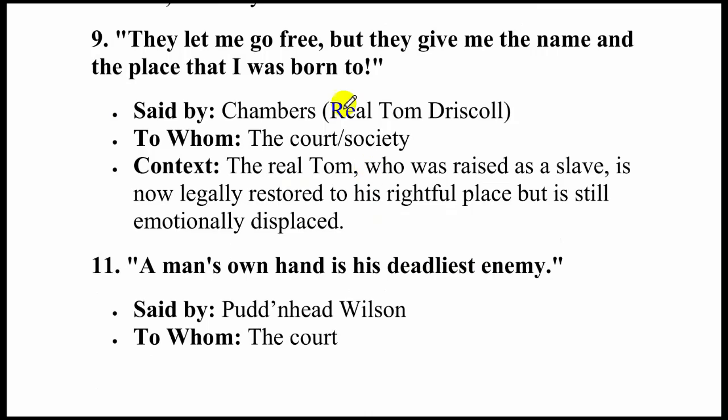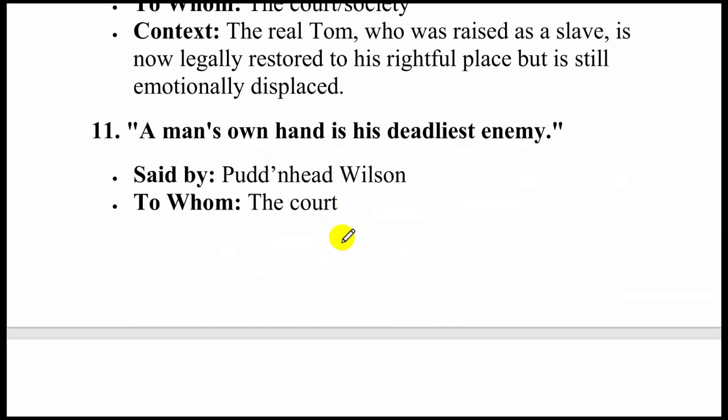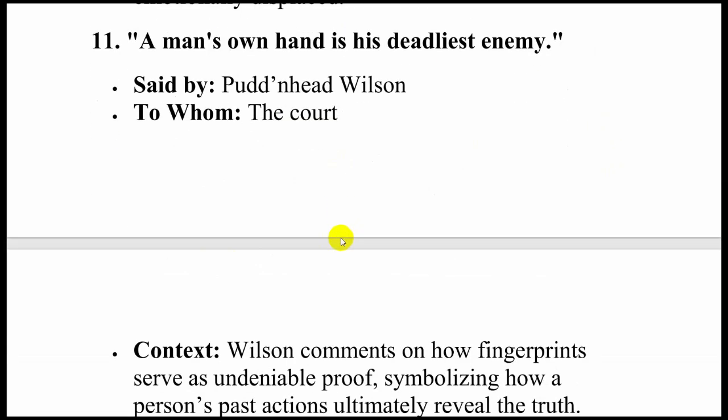Next, "They let me go free, but they give me the name and the place that I was born to," said by Chambers, who is the real Tom Driscoll, to the court and the society. The real Tom, who was raised as a slave, is now legally restored to his rightful place, but is still emotionally displaced.